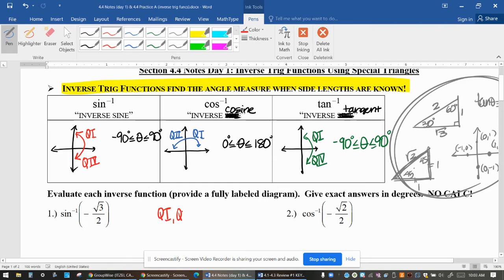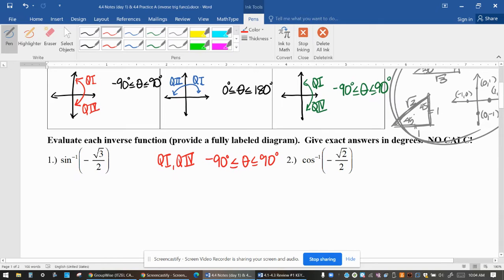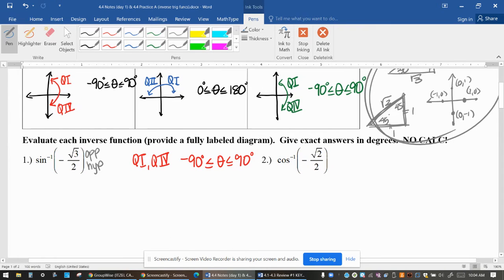Q1, Q4. Brain fart. Okay, so that means that my angle could be exactly from -90 all the way to +90, anything in between, okay? So what you do is you ask yourself, well, sine is normally opposite over hypotenuse, right? So which angle from my special triangles, when I find opposite over hypotenuse, would give me √3 over 2?